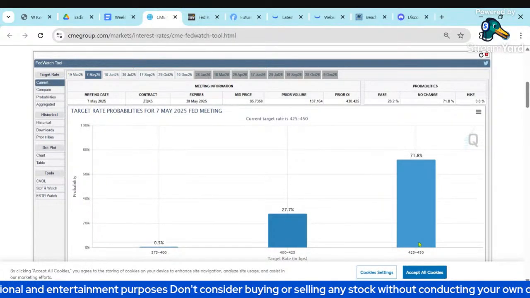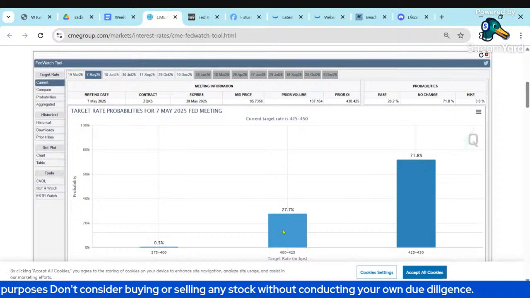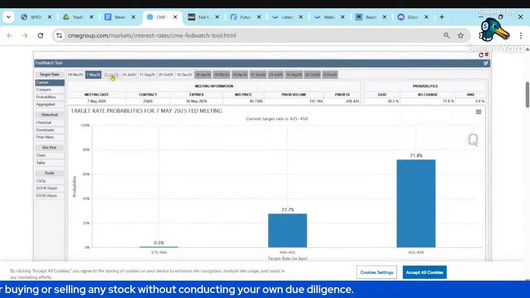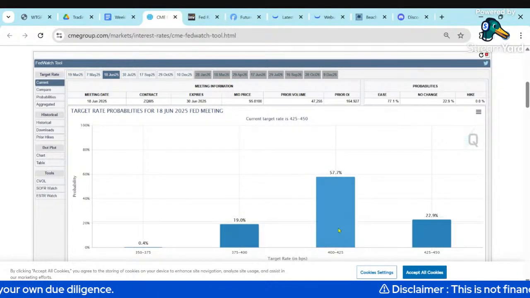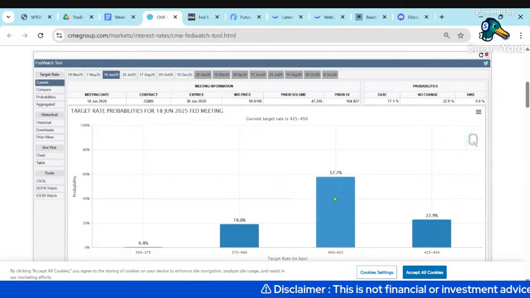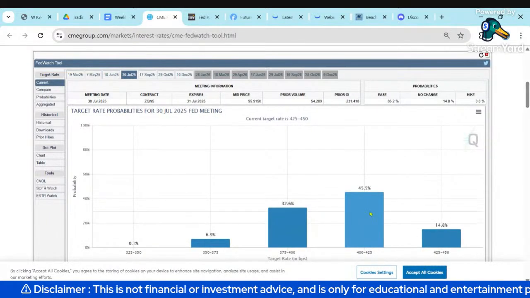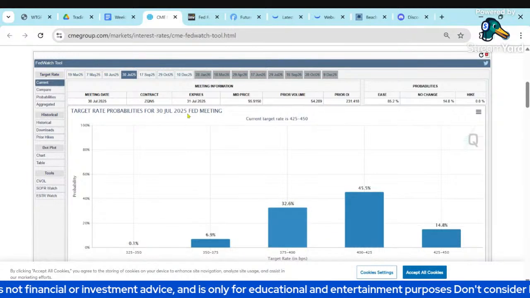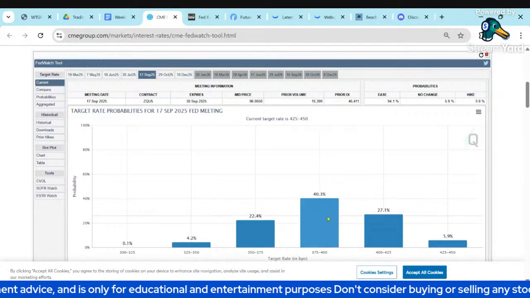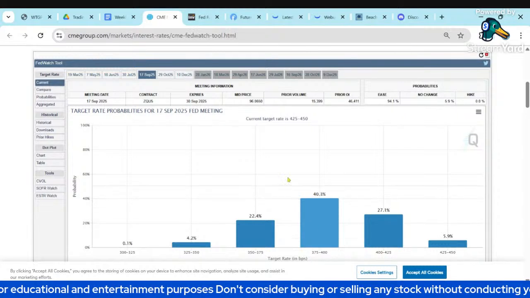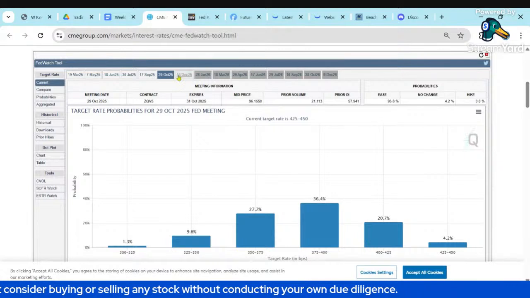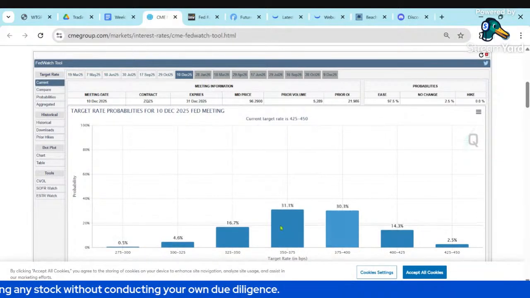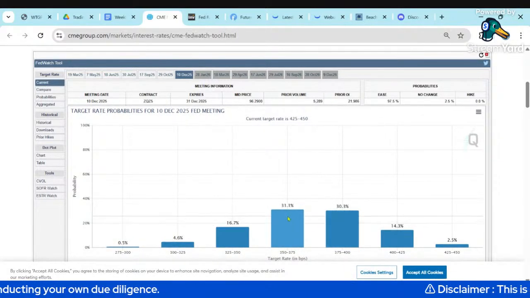May, 71% no change, 28% for a 25 basis point cut. By June, 60% chance we'll get one 25 basis point cut. July, still mostly chance of one, some chance of two. September, most probably we've got two. October, still two. Now December, pretty split between two and three, slightly ahead for two.